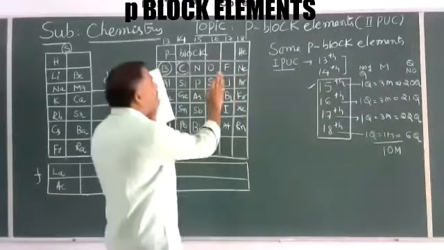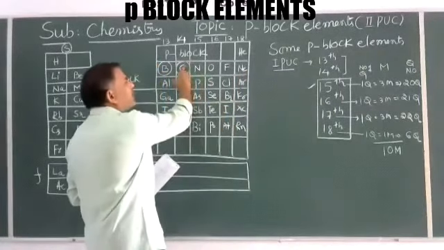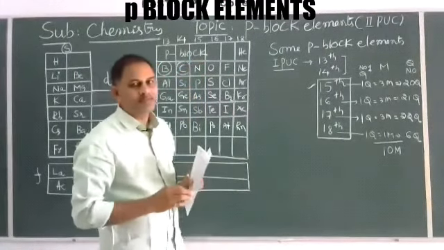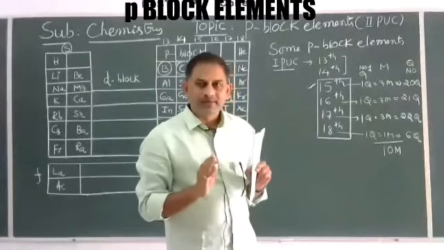So in this P block, in second year, there are 4 groups: 15, 16, 17, 18. Those who are expecting 70 out of 70 in PUC.